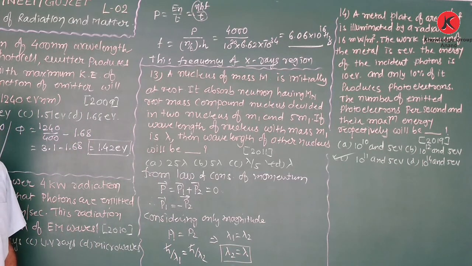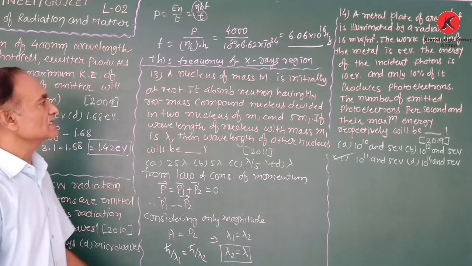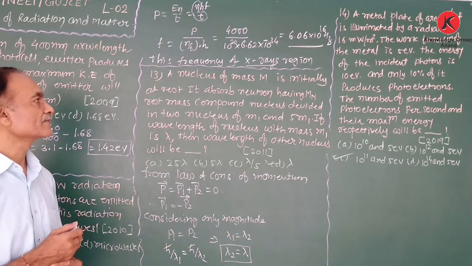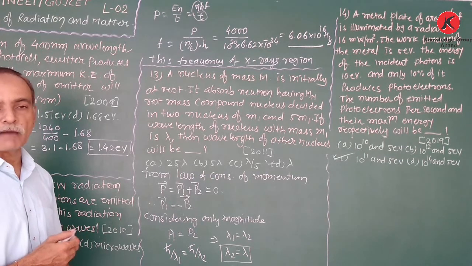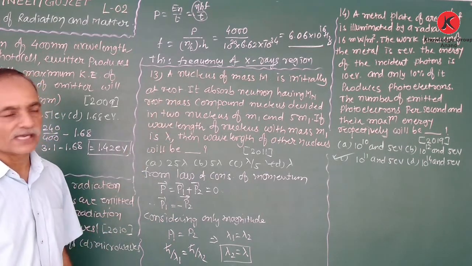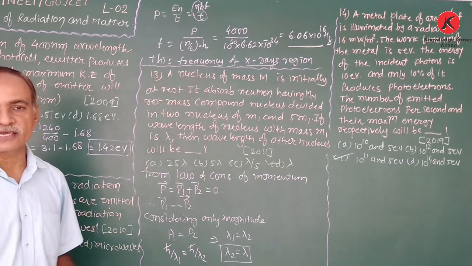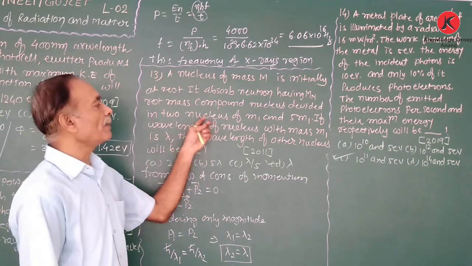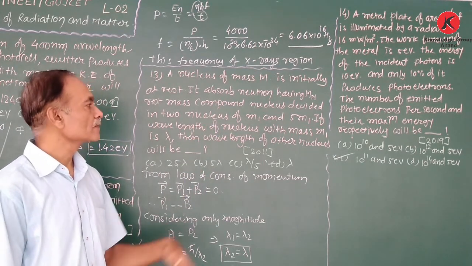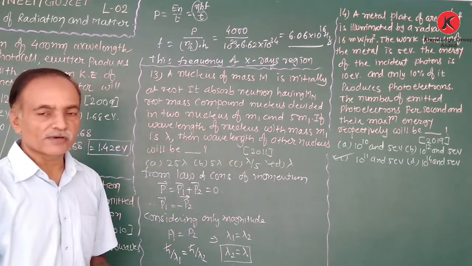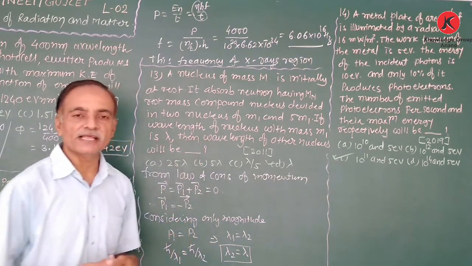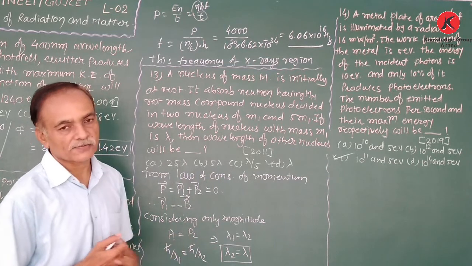Again, a nucleus of mass capital M is initially at rest. Therefore, total initial momentum is 0. It absorbs a neutron of mass capital Mn having rest mass, forming a compound nucleus. That means our original nucleus is now divided into two parts, two nuclei of mass M1 and πM1. If the wavelength of the nucleus with mass M1 is lambda, then what is the wavelength of the other nucleus?